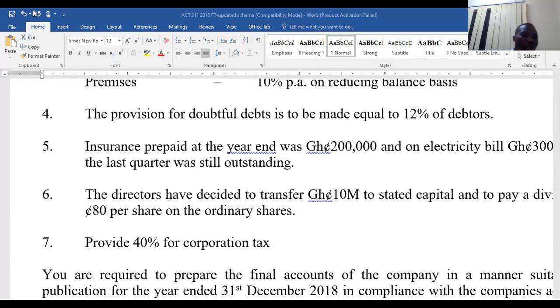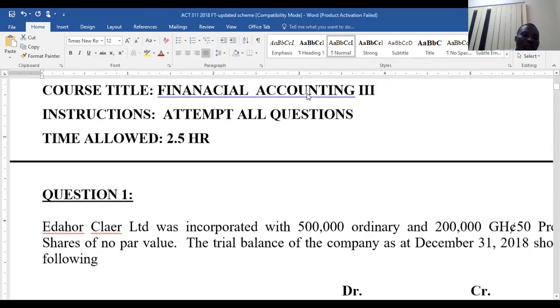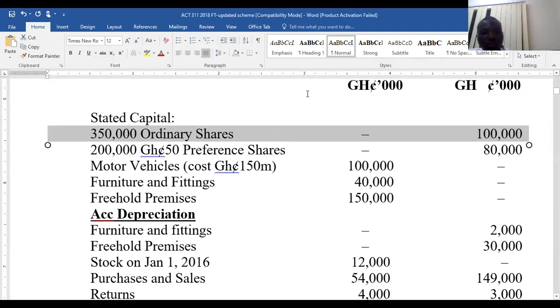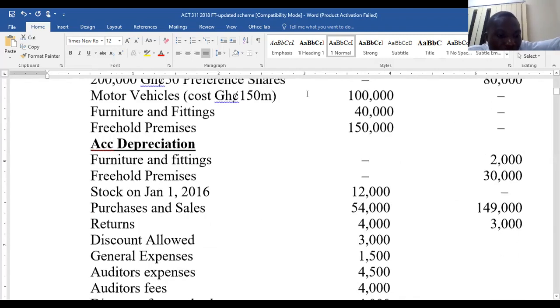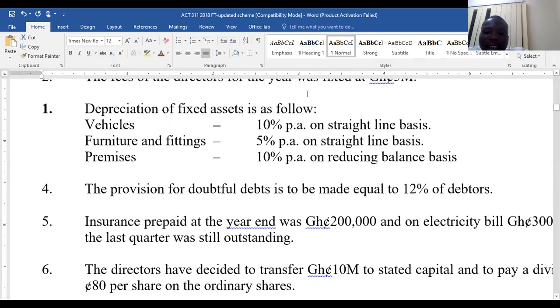Then you add your surpluses. So when we go to the question, you look for your surpluses. That is from your income surplus, you have capital surplus. So you add a capital surplus of 18,000. Then you go and add your income surplus. That is your retained earnings that you had of 4750.